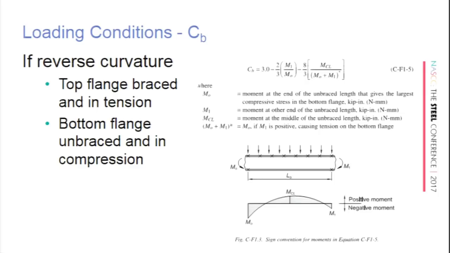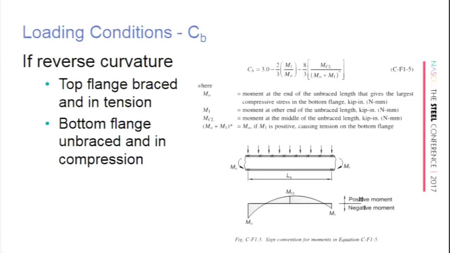Here's a great example of one. If we do have reverse curvature, and the example is a top flange braced and in tension, the bottom flange unbraced and in compression in some regions here you'll see in the beam, well, we can use this formulation for C sub B and get a more accurate result.